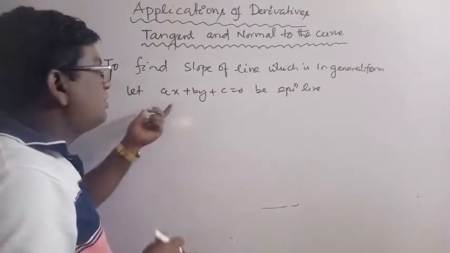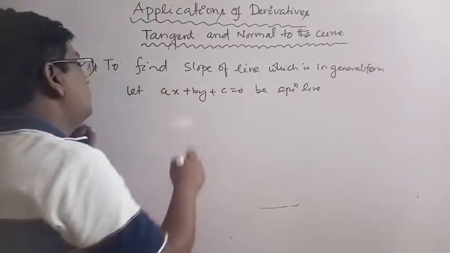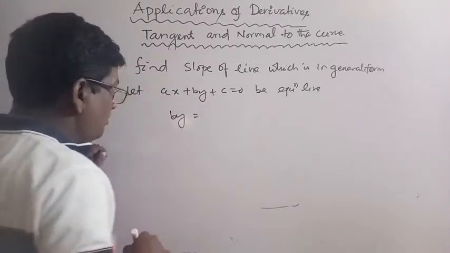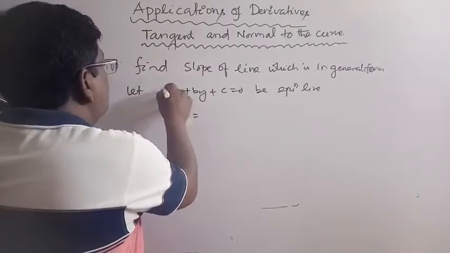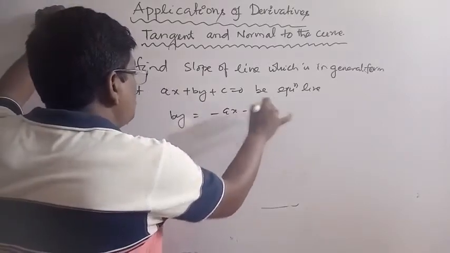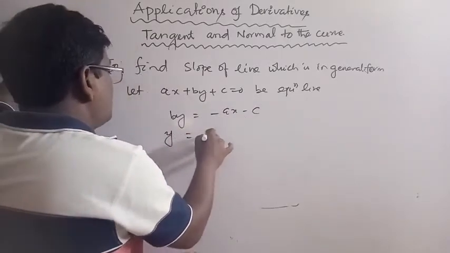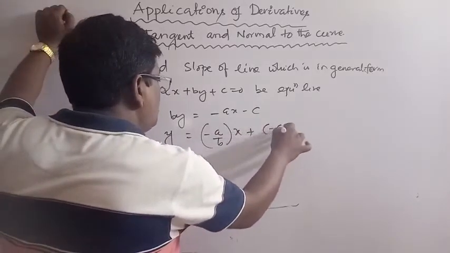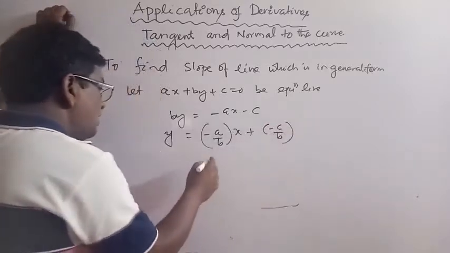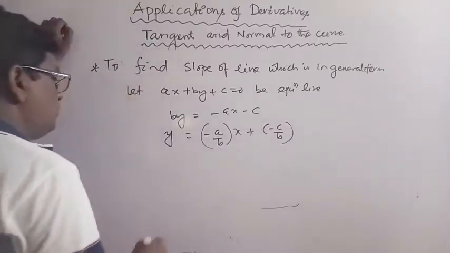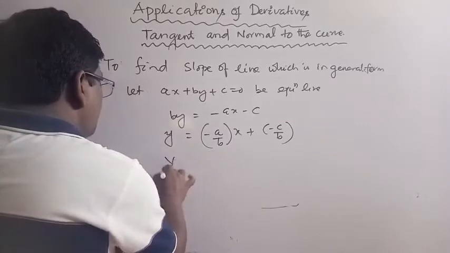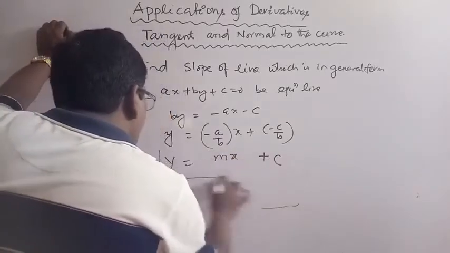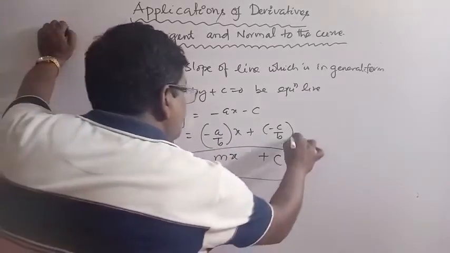Now, from this equation, how do we find the slope? By is equal to minus ax minus c, or y is equal to minus a by b into x plus minus c by b. This is of the form y equals mx plus c.